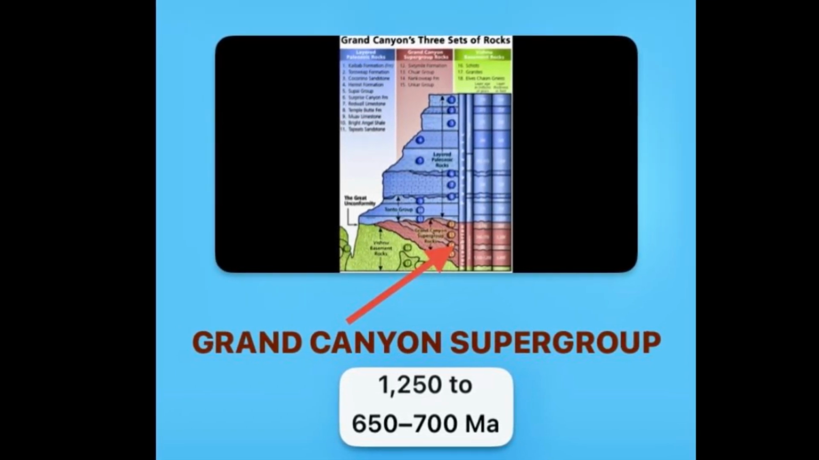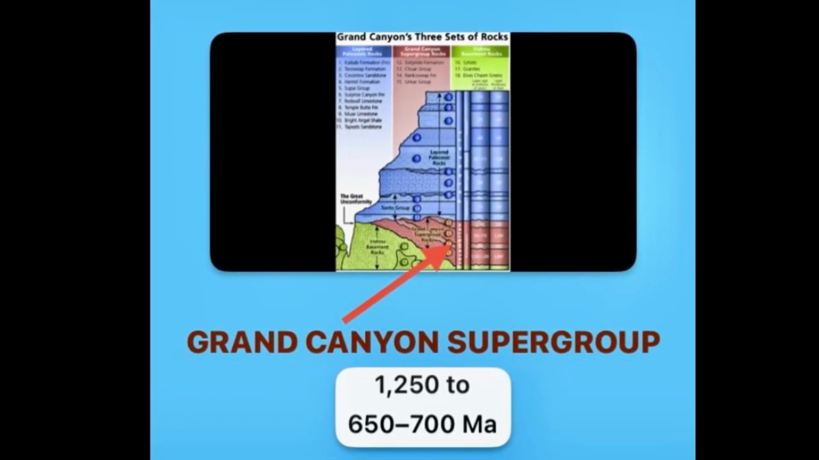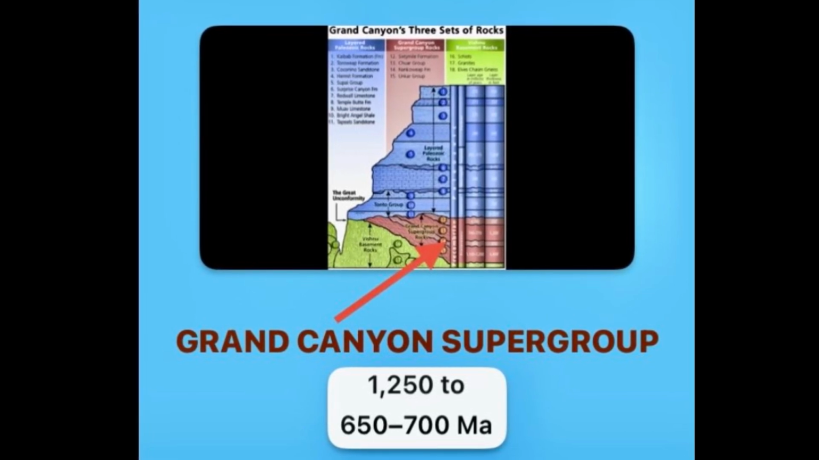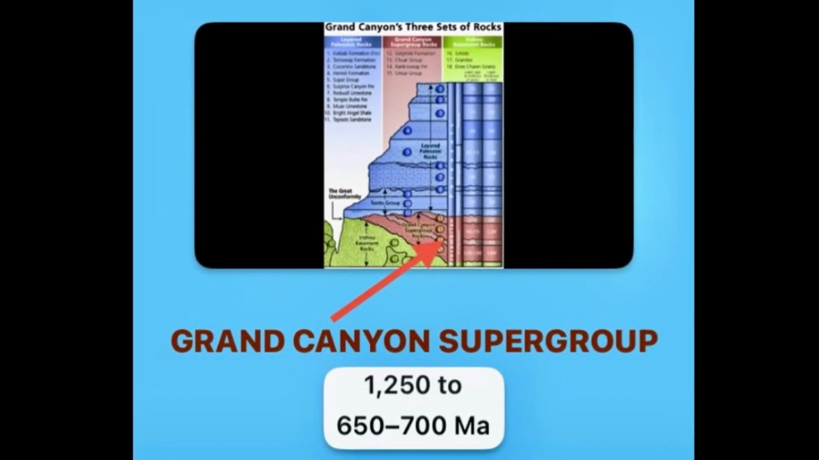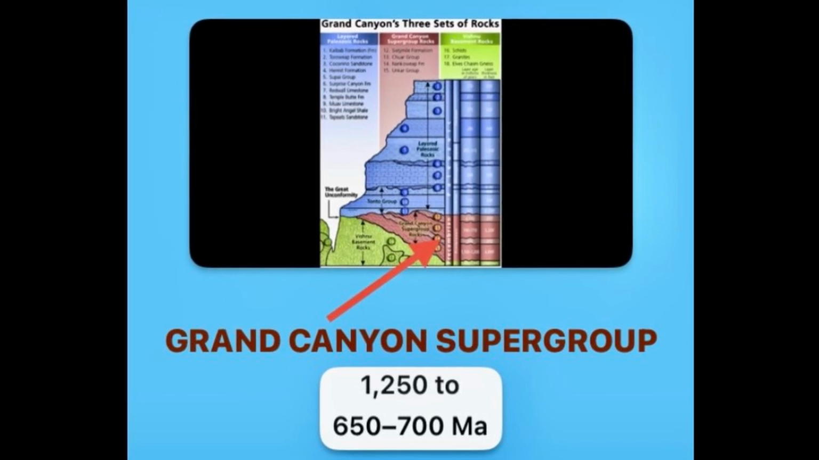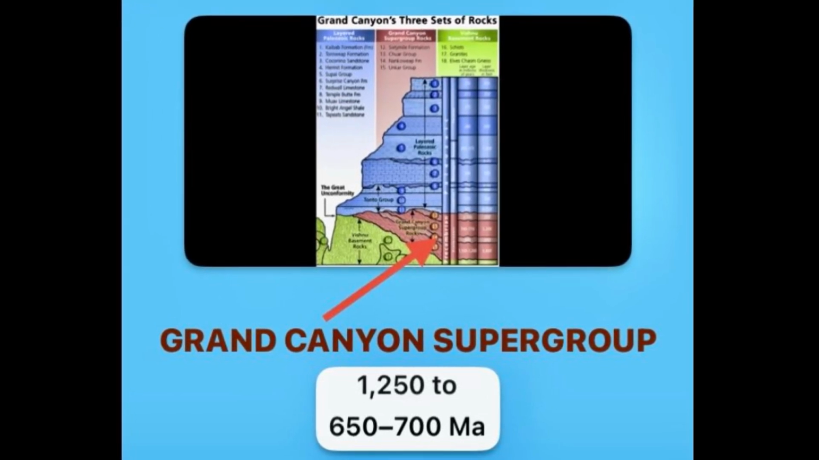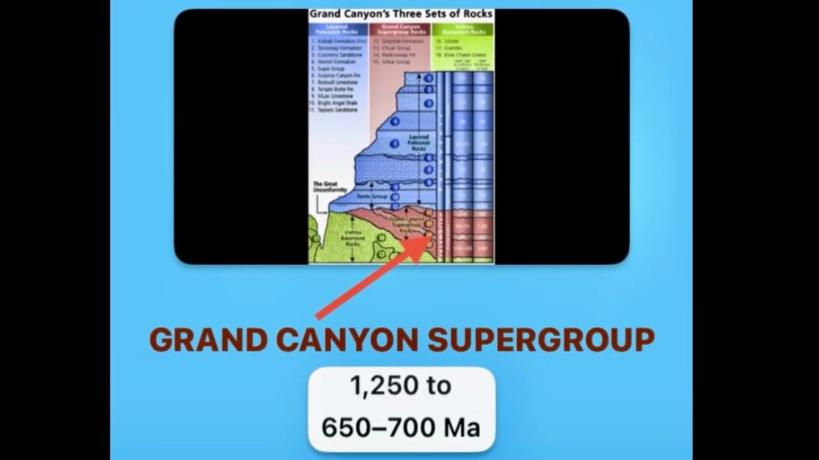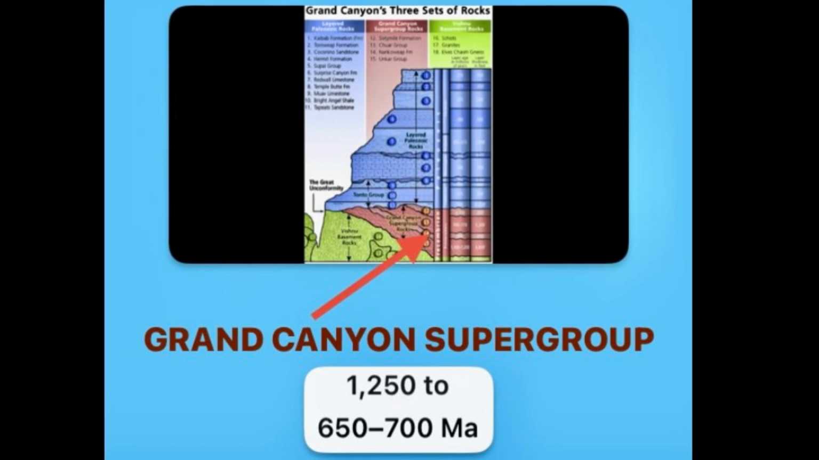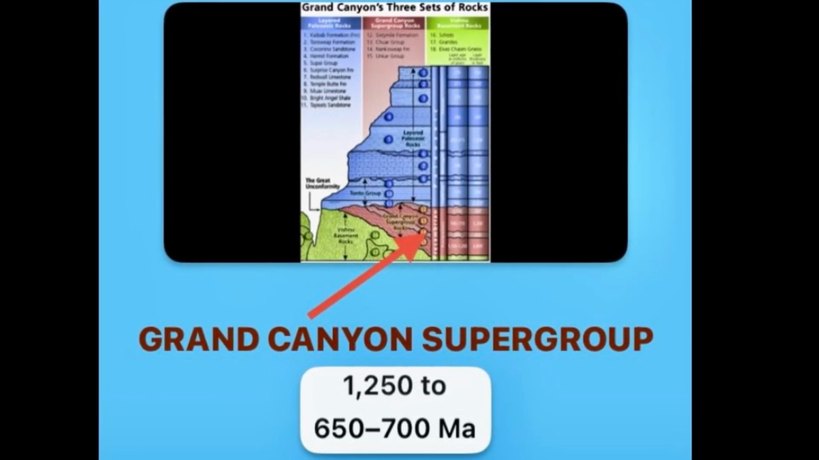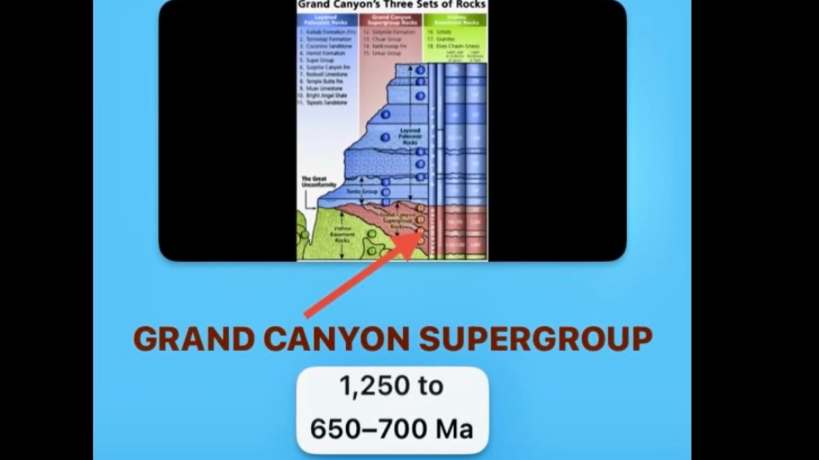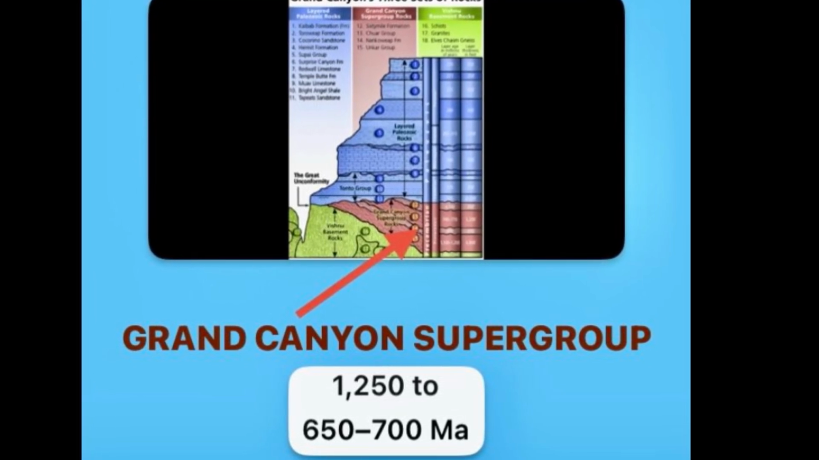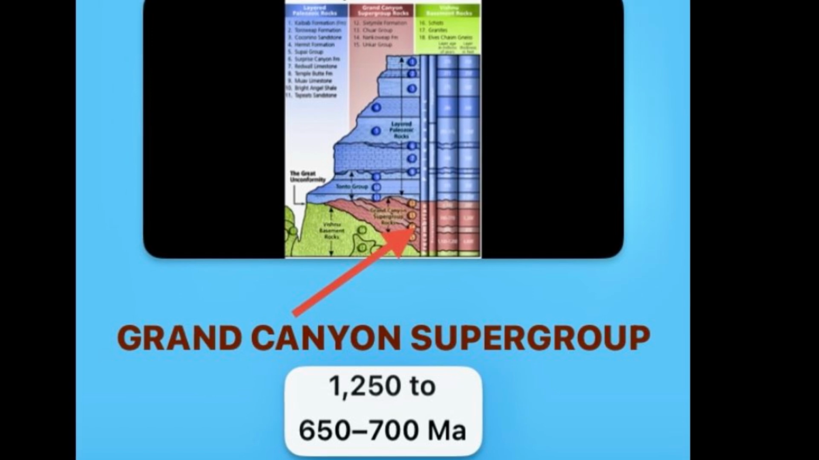Above the Vishnu Basement Rocks, we have the Grand Canyon Supergroup Rocks. These rocks are about 1.25 billion years old to about 650 million years ago. And by the way, capital M little a stands for million years ago. It's actually mega annum, which is a Latin term. The Grand Canyon Supergroup rocks are missing in lots of areas of the Grand Canyon because they were eroded away in those sections, but you can see them in the eastern Grand Canyon area.